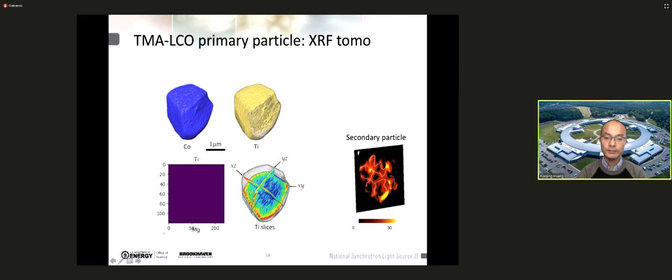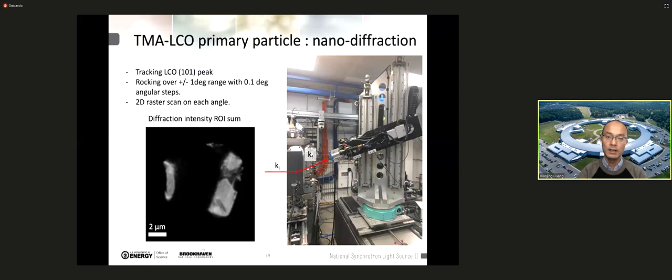And then, in order to study the impact of doping on the lattice structure, we did a nanodiffraction measurement with this particle. In this case, we placed the detector to catch the 101 diffraction peak from this crystal. And then we rocked the crystal over a 2-degree range. And then at each rocking angle, we collected a 2D scan.